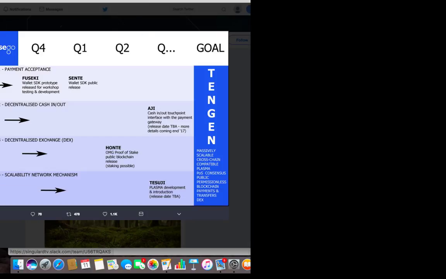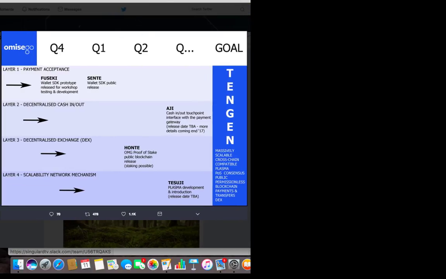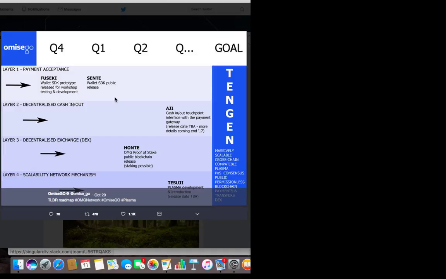Let's see here. All right, guys. So hopefully you guys can see this. My screen's a little skewed, but what this is, guys, is the Omisego tweet that was sent out, I think, at the end of October. And basically, what it's showing is a 4-layer system. The first layer is the payment acceptance. That's the wallet SDK prototype. And the public release, that's pretty much there.